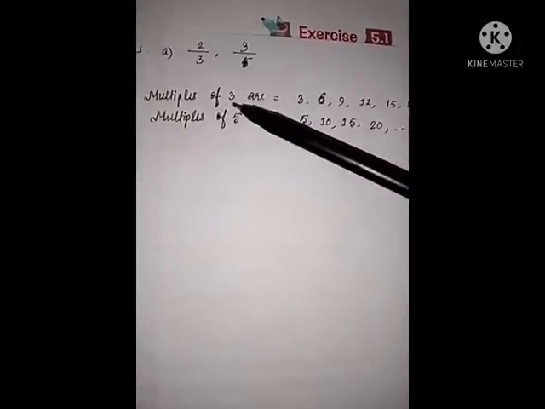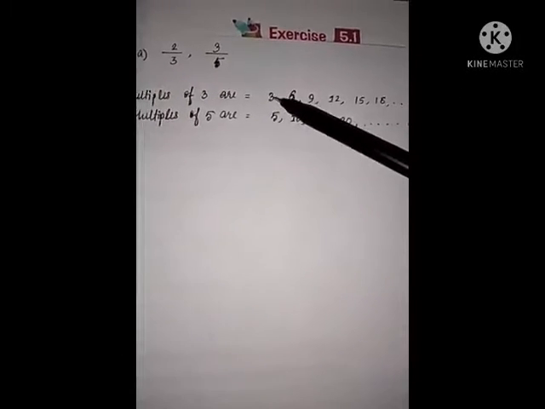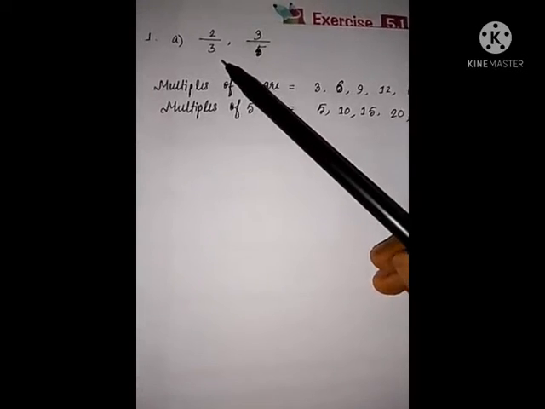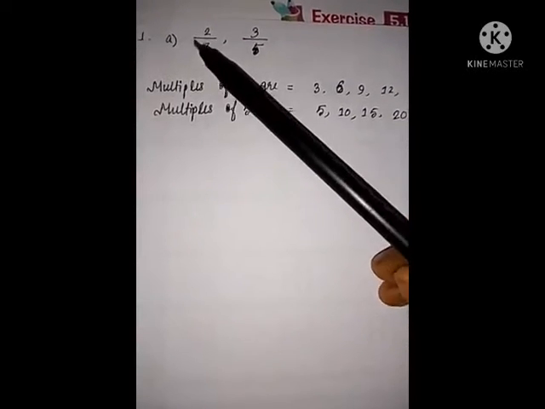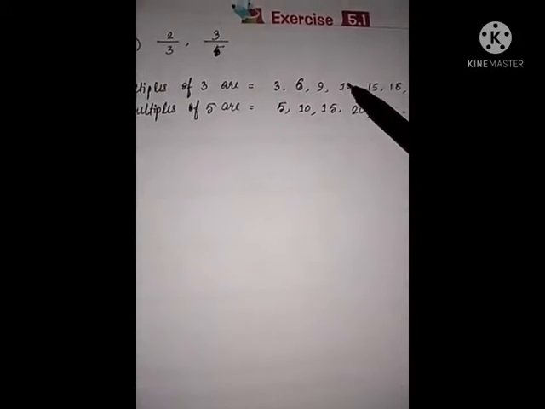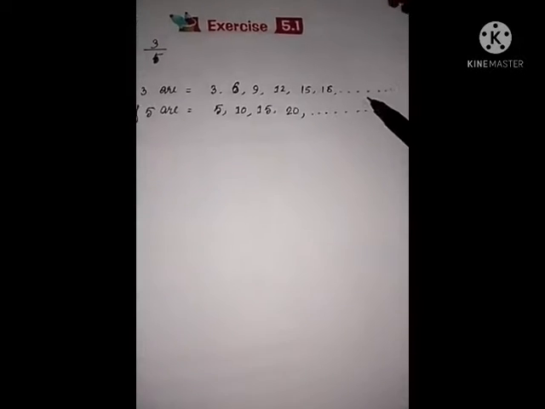See, we have to write multiples of 3. The multiples of 3 are 3, 6, 9, 12, 15, 18. How can we get these multiples? By multiplying the number with natural numbers. 3 1s are 3, 3 2s are 6, 3 3s are 9, 3 4s are 12, like that. And if we write other multiples also, then we will find more common multiples, but that is not necessary.